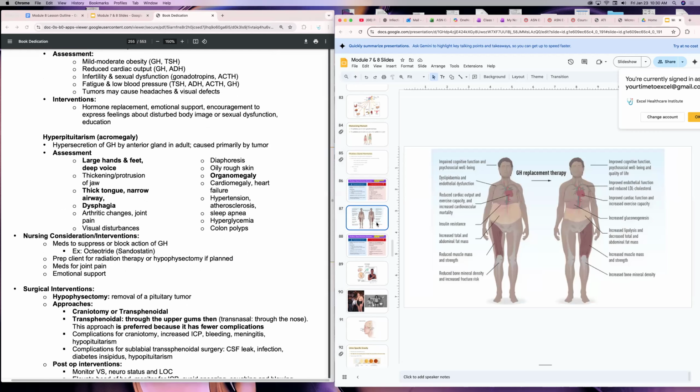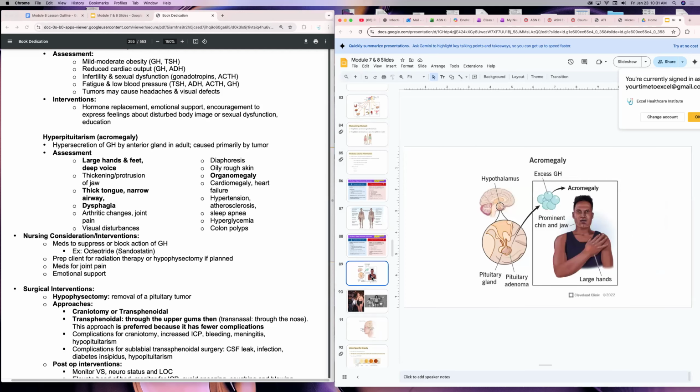So let's look at some pictures. So here's a picture of an individual with hypopituitarism, and it causes obesity. And then once we give them growth hormone, which is what they are low in, we can see that their body normalizes. Okay. And here's an individual with acromegaly.